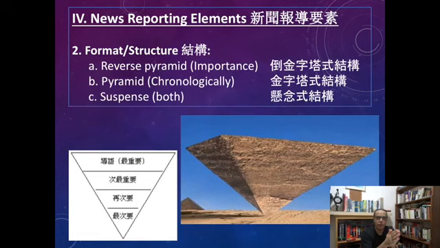The format and the structure of the news report: the first is called reverse pyramid or inverted pyramid, and that means you start with the most important facts, the 5 W's we just mentioned: who, what, where, when, and why, and then in the body you start to talk about more details, but you start with the most important facts.